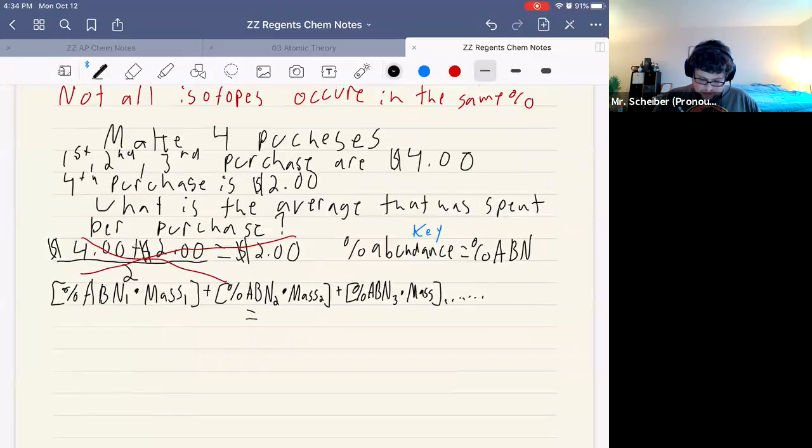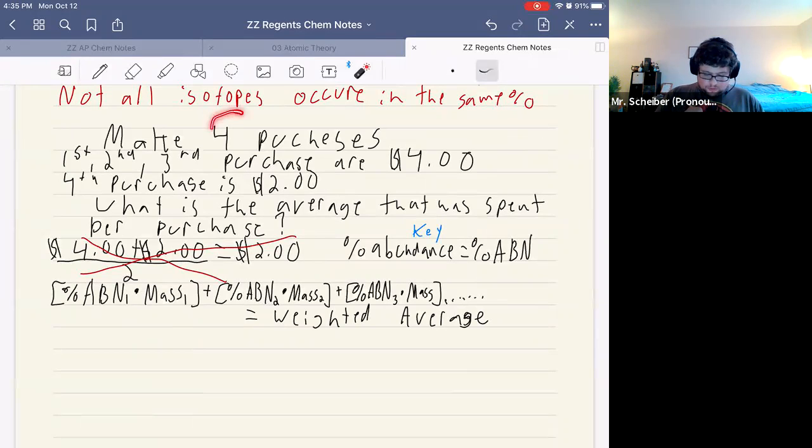This whole thing will equal a weighted average. So how do you find the percent abundance? Well, we see up here that there are 4 total purchases, right? 3 of the 4 purchases are this amount. So to find the percent abundance of $4, we know that the mass is $4 there. The percent abundance would be 3 out of 4 purchases, right? That's the percent abundance of our first one.